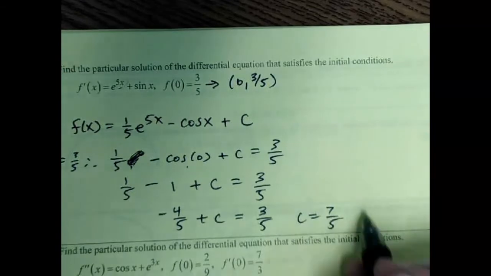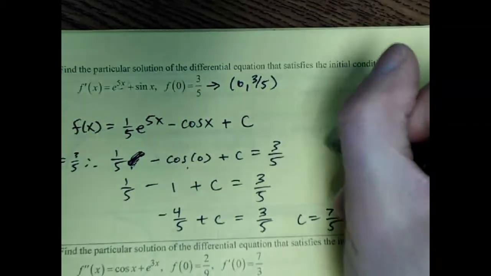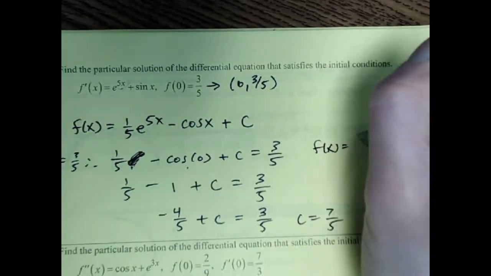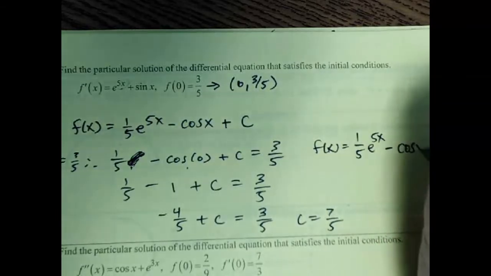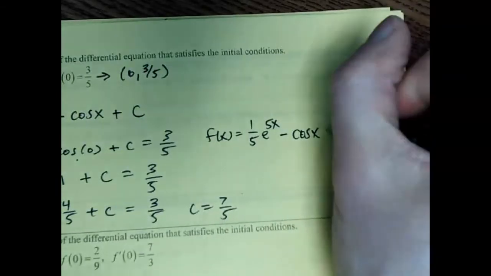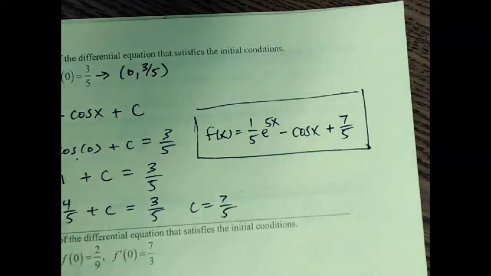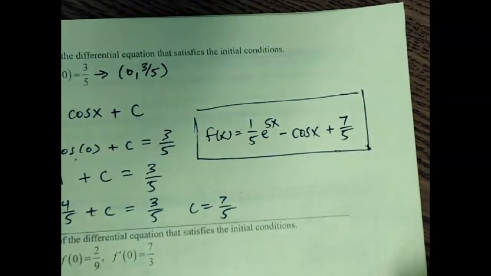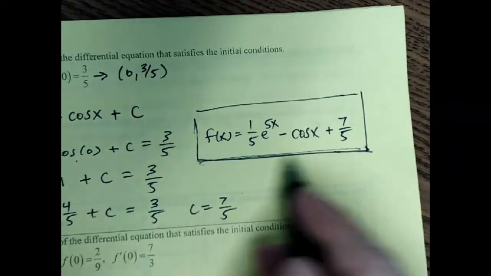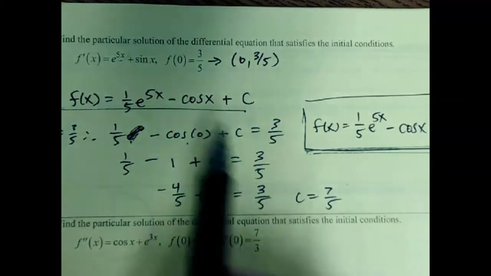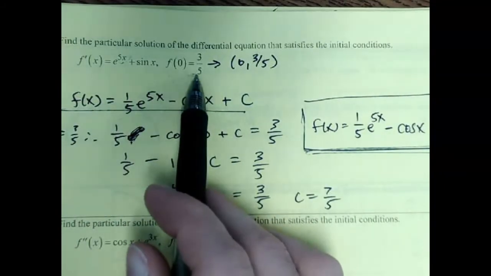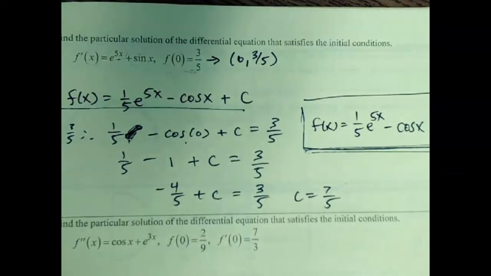That's not the answer. The answer is going to take that and then plug it back in. So my answer, f of x, is going to be 1/5 e to the 5x minus cosine of x, and then plus my c value having been plugged in. That's the answer. Okay, integrate, use the condition to solve for c, plug in the c value, and then there's your particular solution. Remember, your general solution sometimes is as good as you can get, but if you have a piece of information, you should and you can use it to find that c value, and then plug it in.